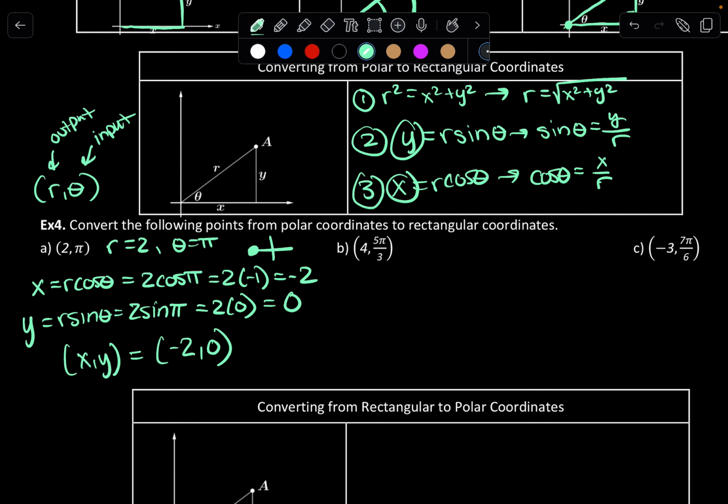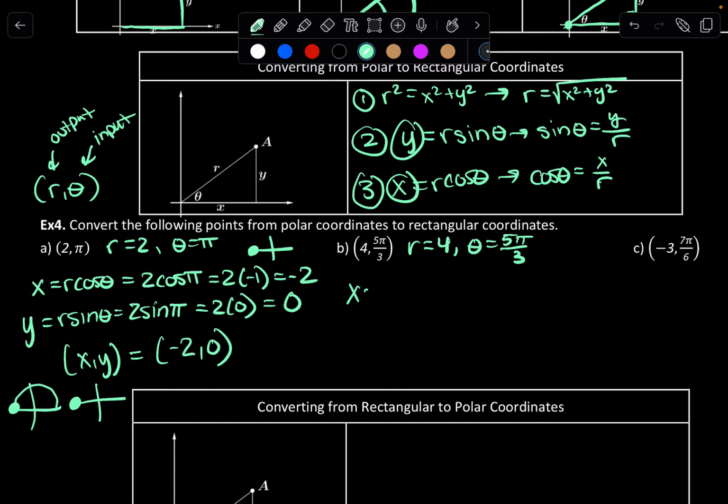So if we think about (2, pi), I go out 2 and I open up pi, that puts me over here. And then if I think about (-2, 0) in rectangular, I end up at the same coordinate. So they will overlap. These are equal representations for the same point, depending on what plane you're working in. So now we have (4, 5 pi over 3). My radius is 4. My theta is 5 pi over 3.